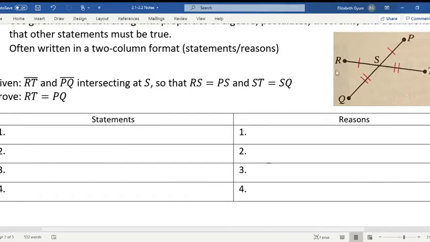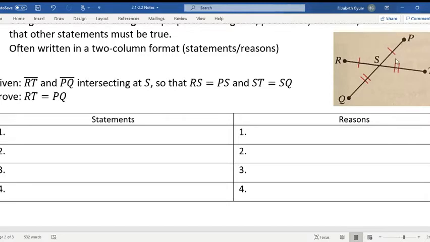Okay, so we're going to use this picture as a reference as well. This is our given information. This is what we're being provided with as a starting point. And this is our prove, which is basically our conclusion. This is where we want to end up. So we are given that segment RT and segment PQ are intersecting at point S, so that the measure of RS equals the measure of PS, and the measure of TS equals the measure of SQ, which is nicely labeled for us in our picture.